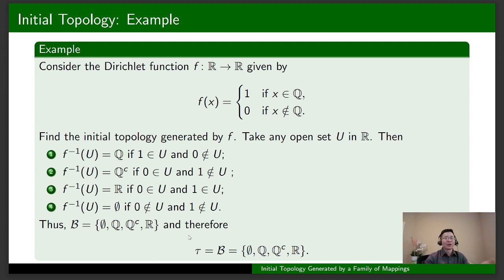In the next video, I am going to talk about the product topology on the Cartesian product of two topological spaces. In that case, we consider a family of functions consisting of two functions.